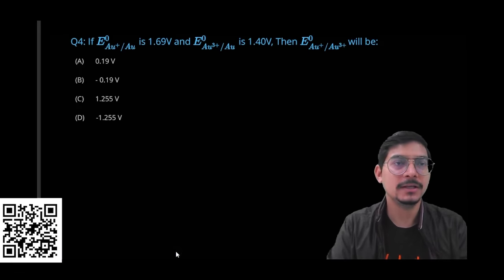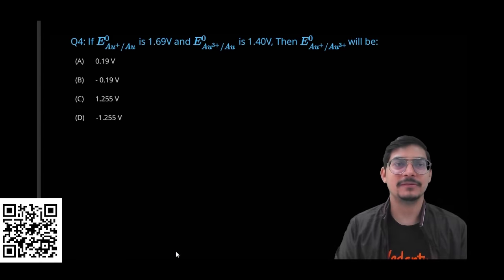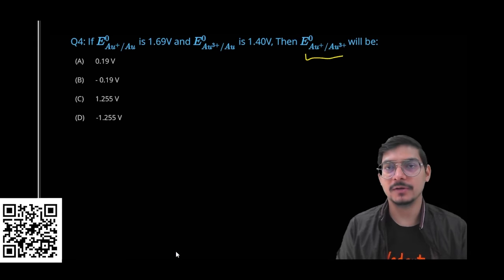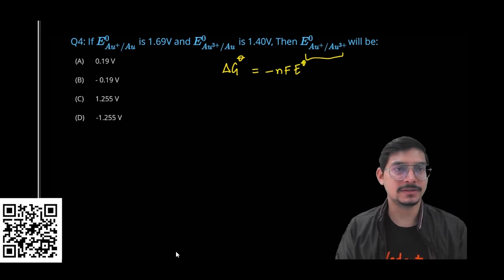Hi everyone. In this question, we are given the reduction potentials of two redox couples and we have to find out the reduction potential of another redox couple. So these questions are solved by using the formula that connects Gibbs energy with electrode potential, which is delta G naught is minus nFE naught. So for a redox couple, its Gibbs energy and the reduction potential are related by this formula.